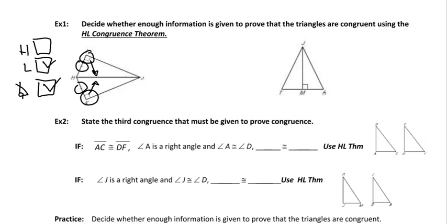And across from your right angle is going to be your hypotenuse. So that is the longest side. By the reflexive property, you can show the hypotenuse is congruent to the hypotenuse. You've checked off your last box. So these would be yes by HL.